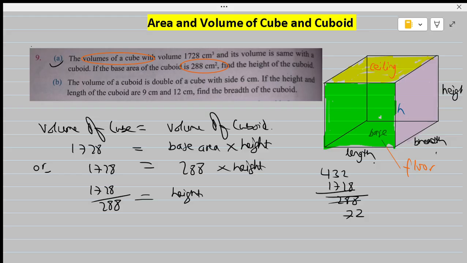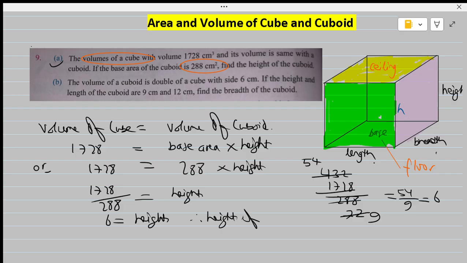And now by 8 they are divisible. 8 9s are 72, 8 5s are 40, 8 4s are 32. And then 54 by 9, we get 9 6s are 54. So 6 we got, so 6 equals the height. Therefore, the height of the cuboid is equal to 6 centimeter.